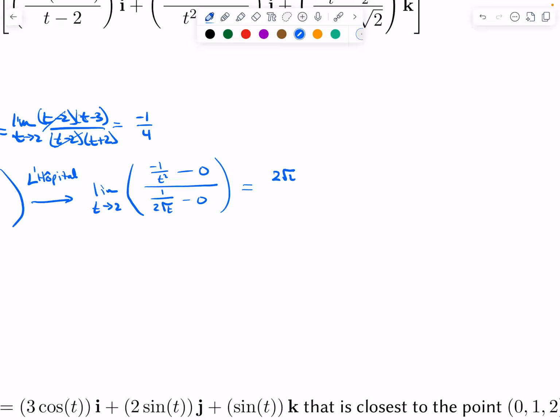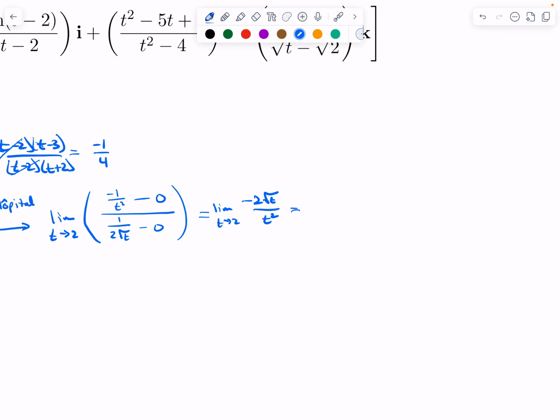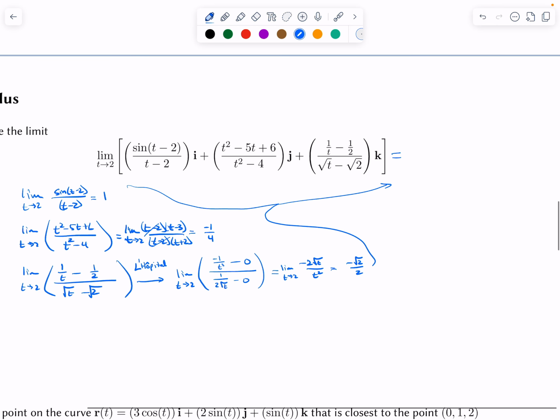So I have 2 radical t over t squared. There's a negative in there somewhere. Now I can just plug in my number here, and I get negative radical 2 over 2. Oh, don't box it up yet. And so that means we're going to take all of those and construct the vector, so this will be 1i plus, minus 1/4 j minus radical 2 over 2 k. And that's it. That's your limit.